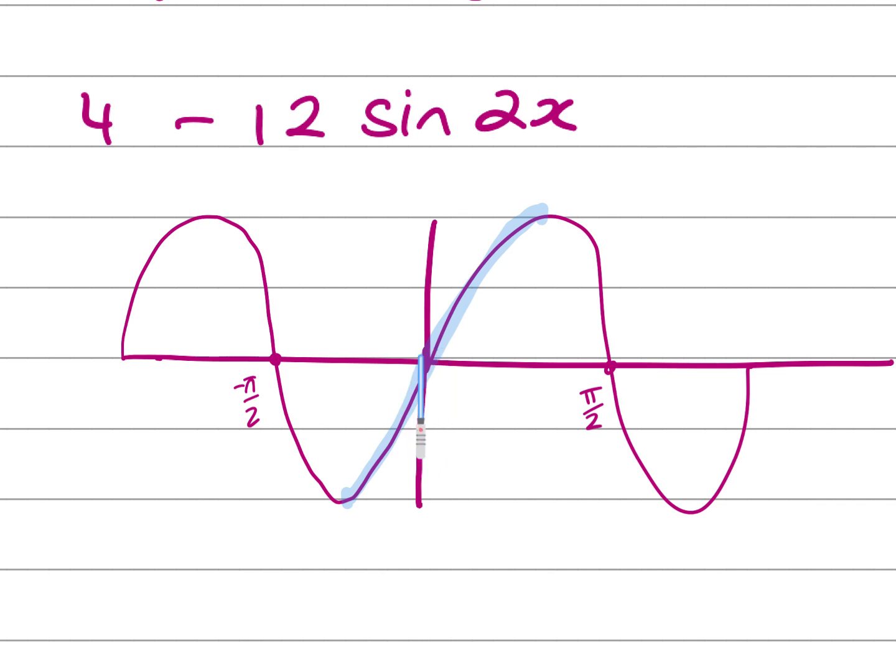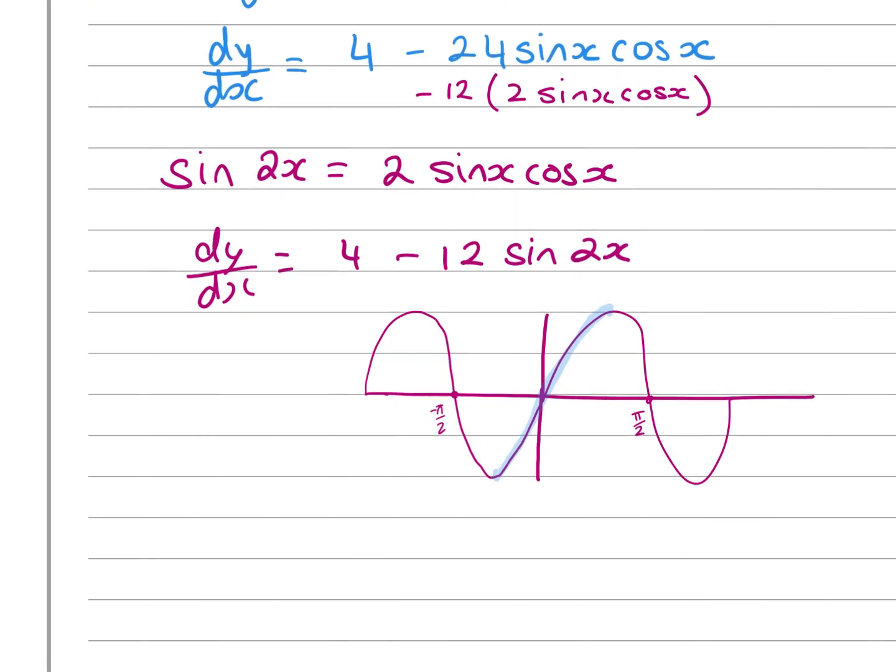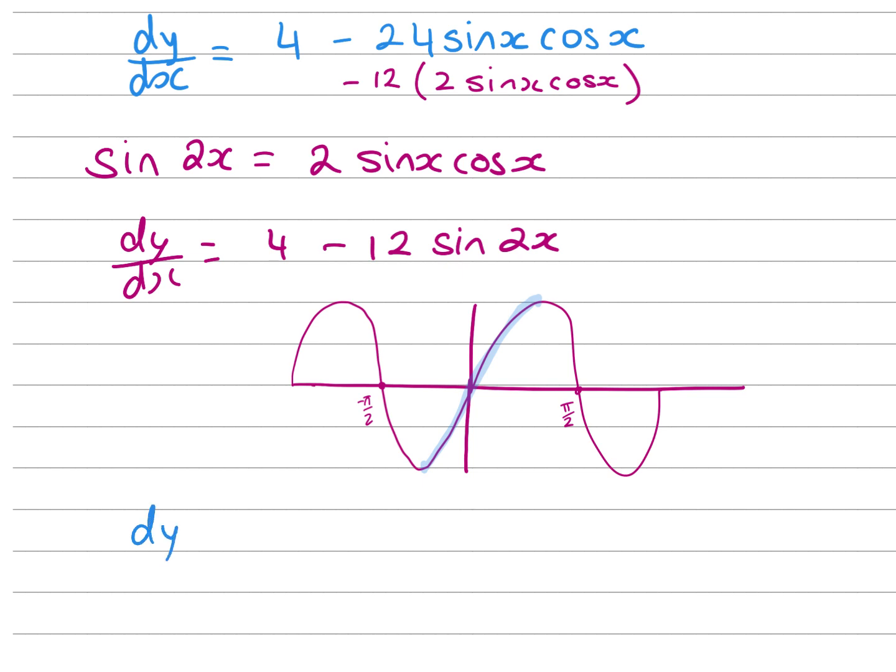My x-coordinate here is 0. So I'm going to substitute 0 into my differential equation. So dy by dx equals 4 minus 12 lots of sine 2 lots of 0. Sine of 0 is in fact 0. So therefore my maximum gradient is 4.